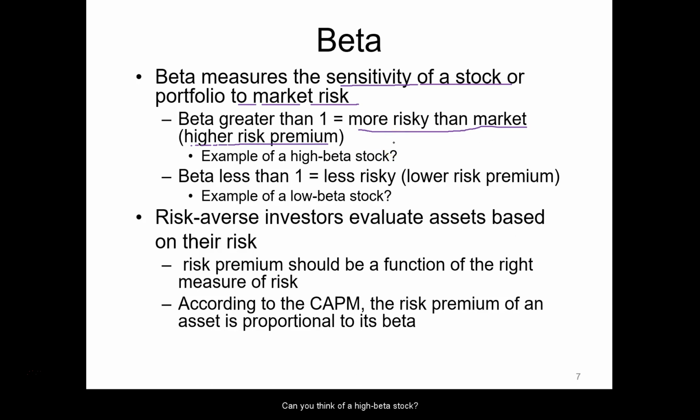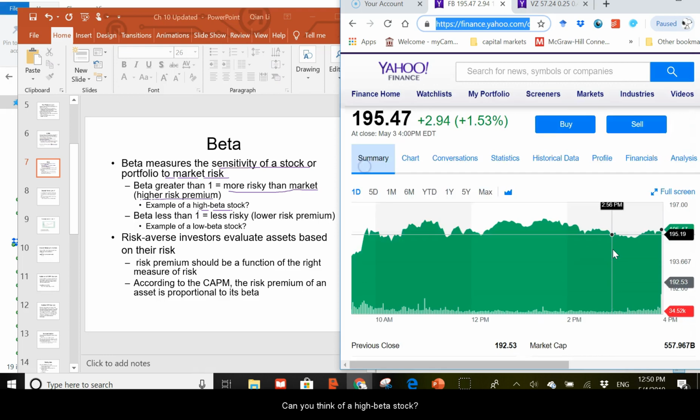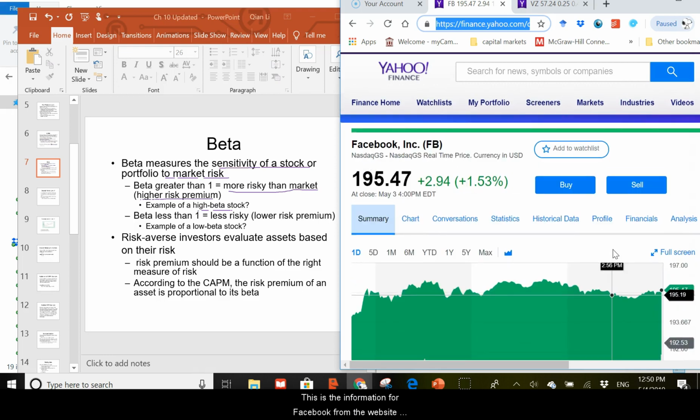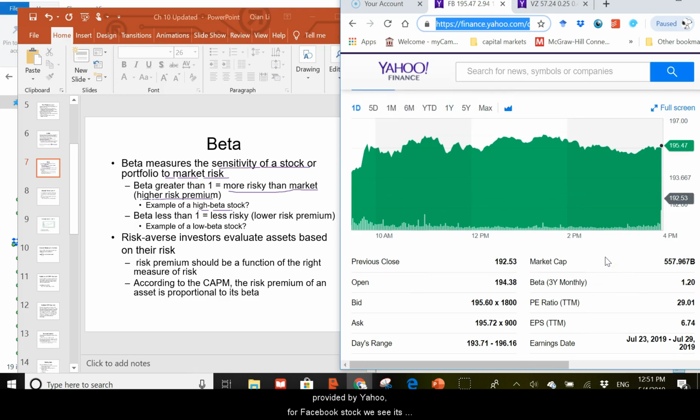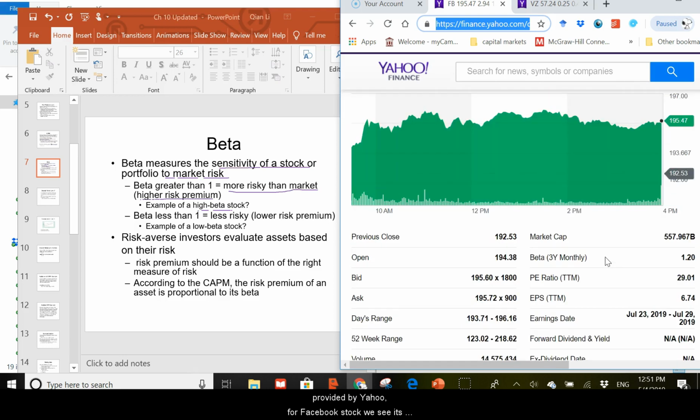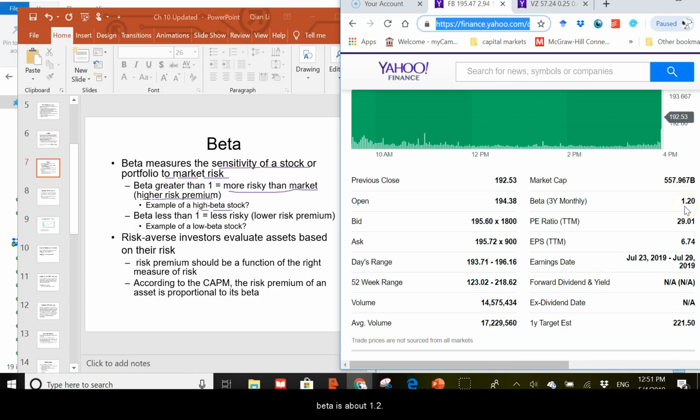Can you think of a high beta stock? This is the information for Facebook from the website Yahoo Finance. And if we look at the beta provided by Yahoo for Facebook stock, we see it's about 1.2 here. So Facebook is usually a high beta stock.